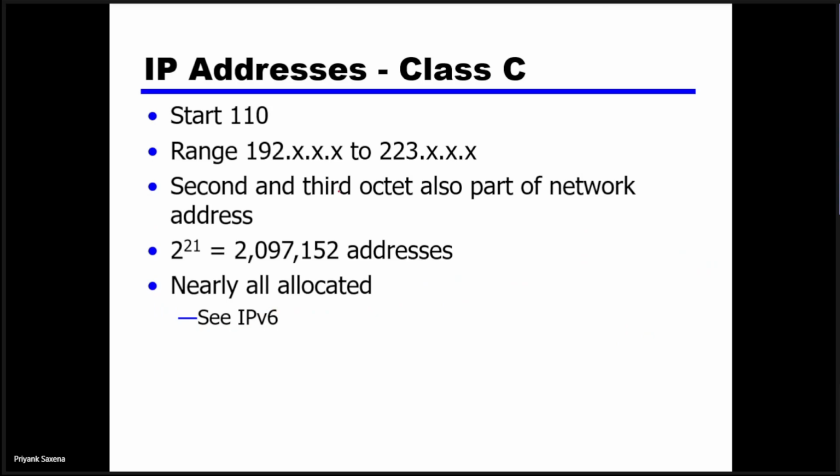Similarly, in class C, you can see that there are 2 to the power 21. The 3 bits are reserved, a 21 bit network address, and the remaining 8 bits are of host address. So there are many networks. 2 to the power 21 networks are possible, and each network will have how many hosts?